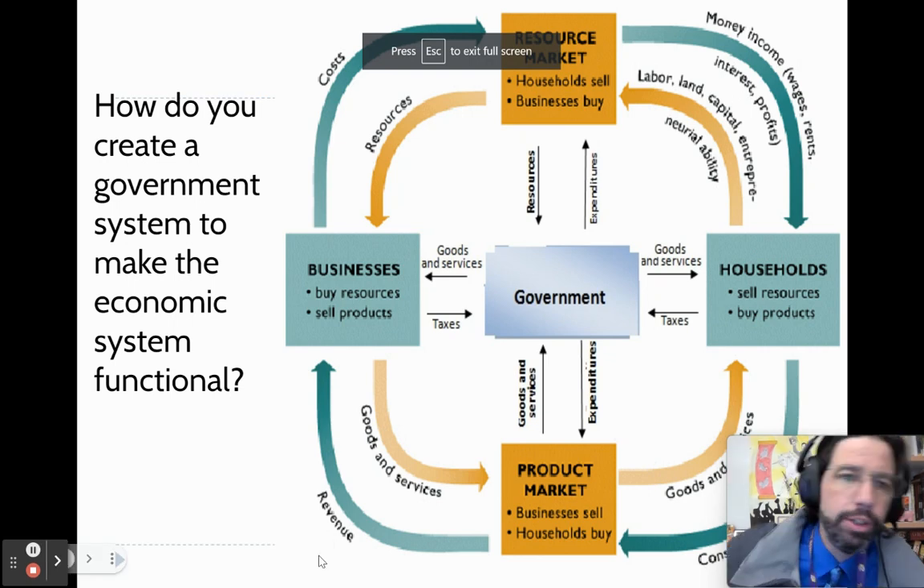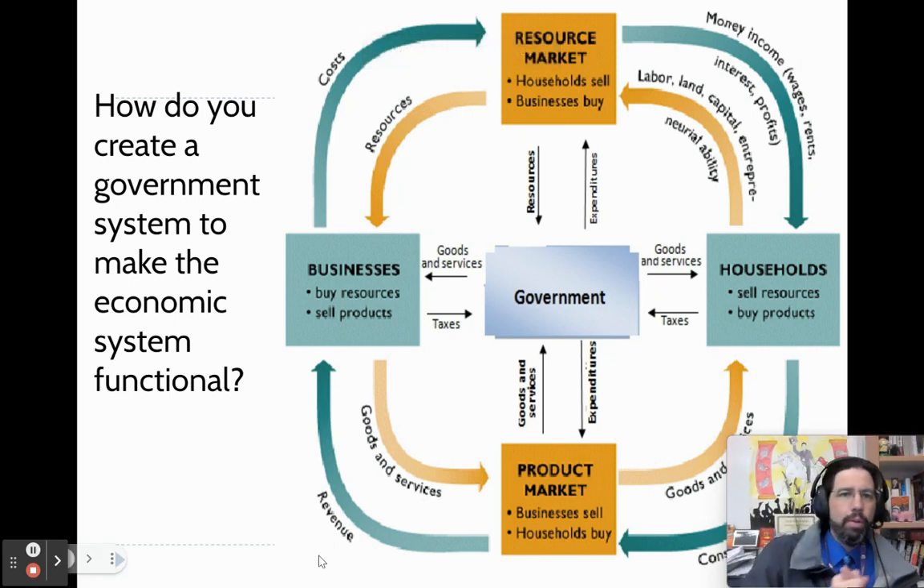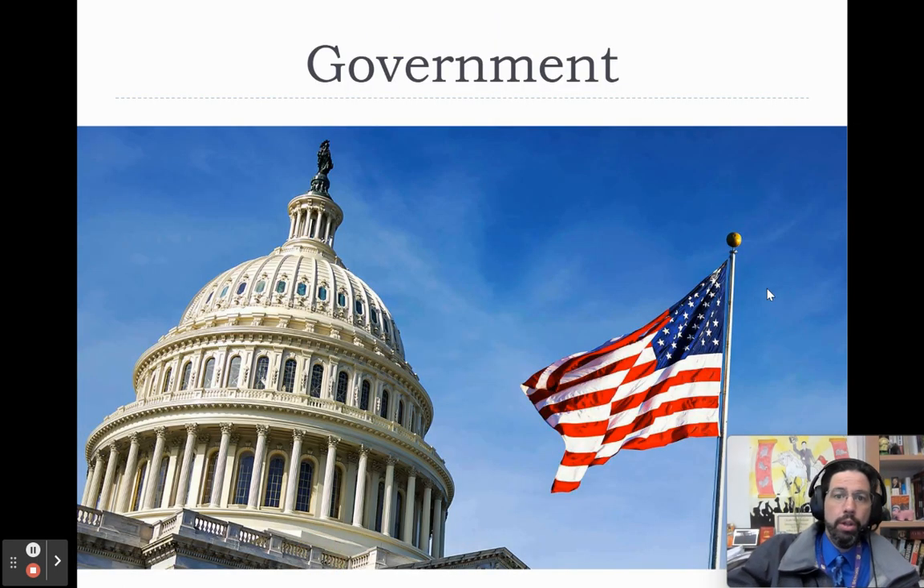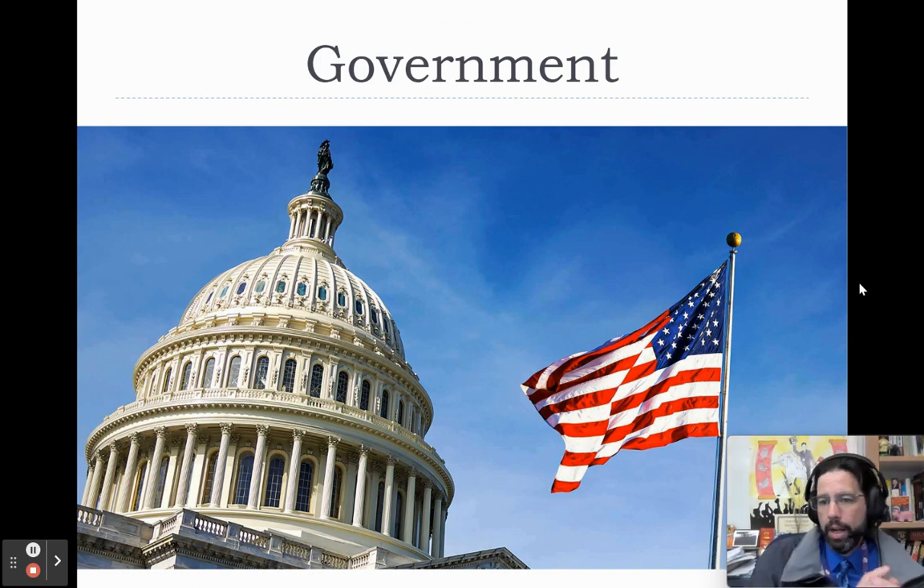Okay, ladies and gentlemen, let's talk about the beginnings of government. How do you create a government system to make an economic system functional? Remember, we're trying to deal with scarcity here, but we're trying to do it as a society. And we have these different systems in place to manage the concept of scarcity the best we can. But now we have to actually create a political system to make sure something like this works. Okay. This is where the ideas of government come in.